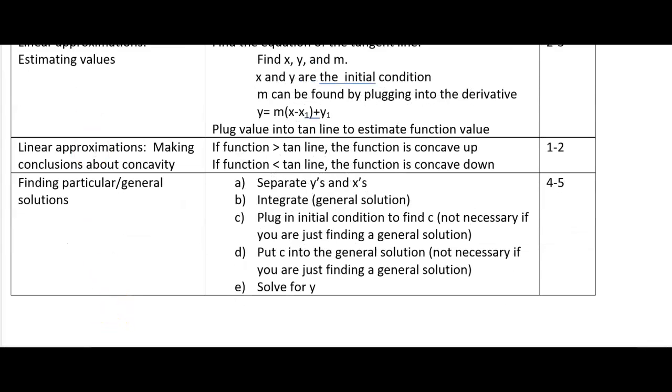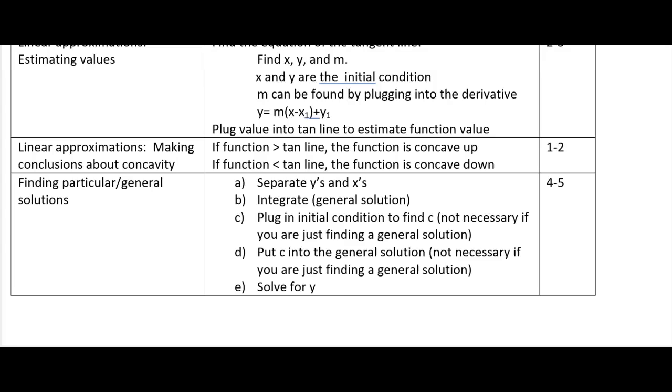Now let's get into the really important type of question here, finding particular and general solutions. These are the problems that we practiced in class quite a bit, and it's a 5-step process, and they're worth a lot of points, okay? So here are our steps for finding particular solutions. The only exception is if they ask for a general solution, you don't need to do steps C or D. But let's go ahead and take a look at an example like that.